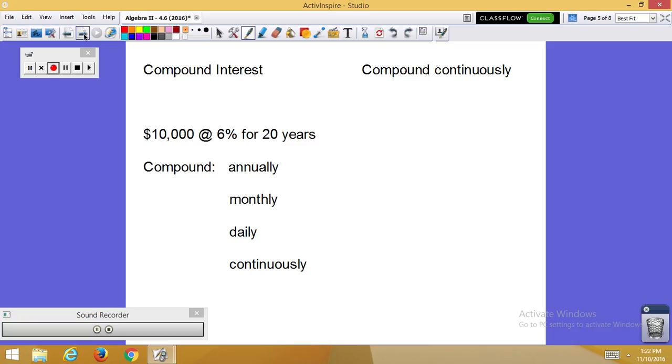One of the most common things that base e is used for is interest, compound interest. We've looked at the compound interest formula before. Let me remind you how it looks.